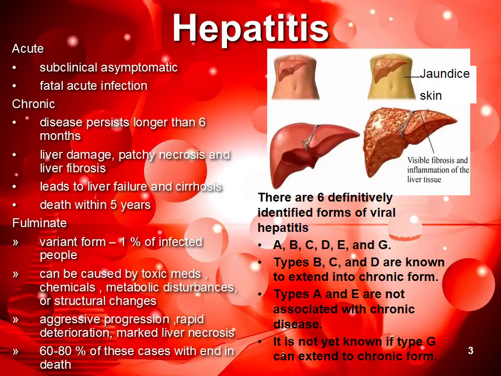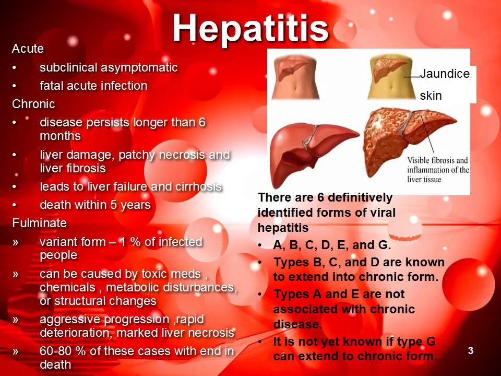Fulminant hepatitis is potentially reversible, and some clients do survive. However, acute liver failure can result if the liver is unable to regenerate. About 60 to 80% of these cases will end with the client's death. There are about 6 definitely identified forms of viral hepatitis: A, B, C, D, E, and G.